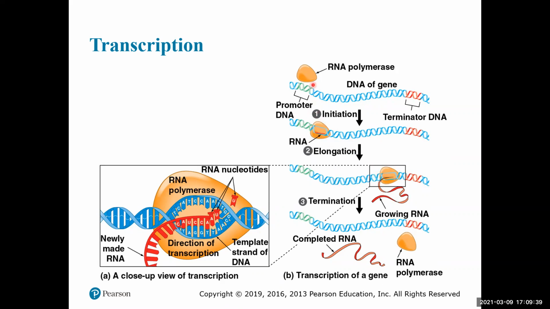And we also see that the initiation process is where that polymerase binds to that promoter region. You have that elongation. And then when it reaches the termination end, the RNA polymerase will detach. The DNA molecule will close back up, and then you will end up with a completed RNA molecule.